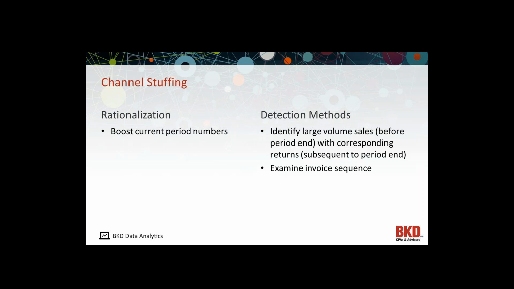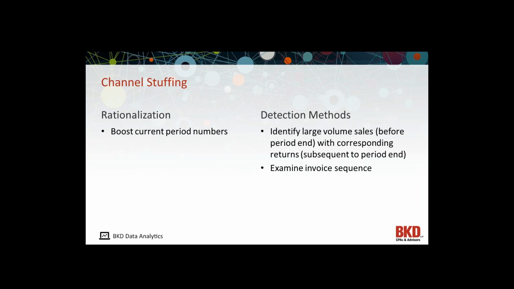And many times in channel stuffing, what they're doing is shipping out the goods to the suppliers and recording that as revenue. Then right after the period end, they've already told those suppliers, you know what, you can go ahead and send it back. If you don't sell it, that's fine by us. So they get the revenue, and right after the period end everything gets sent back and essentially reversed out. So we can look for large volume sales and corresponding returns.